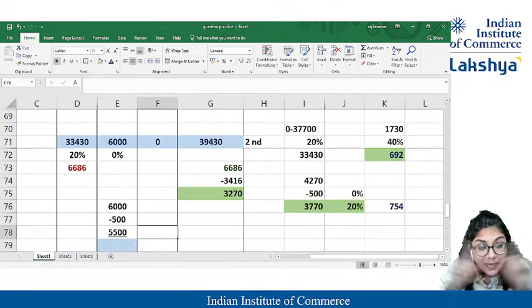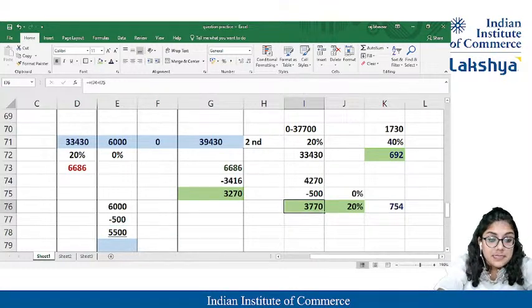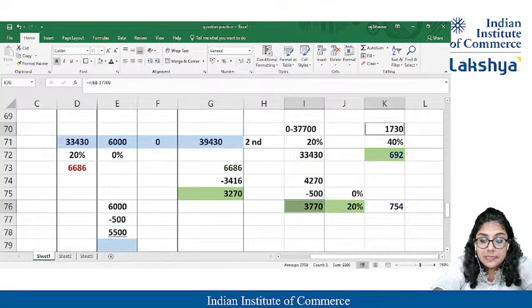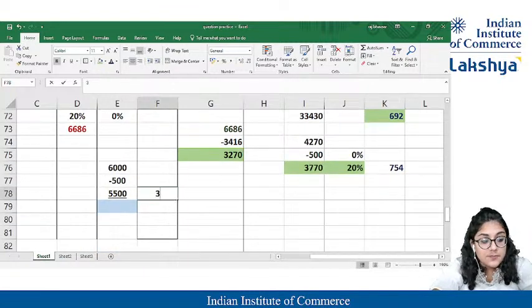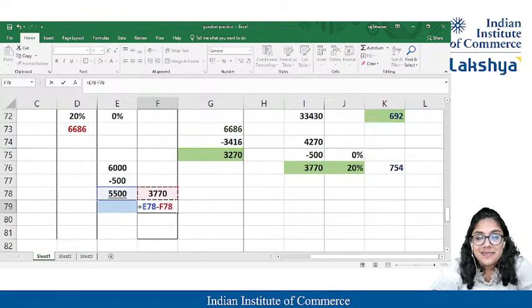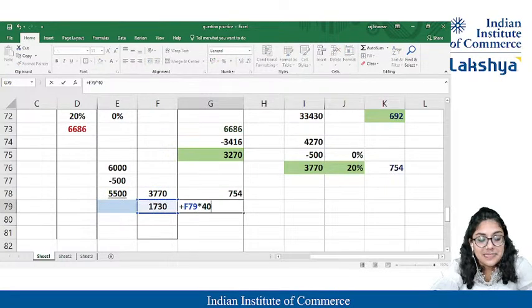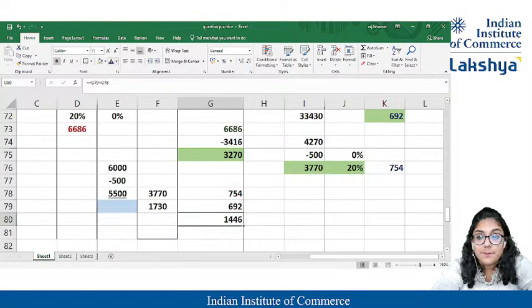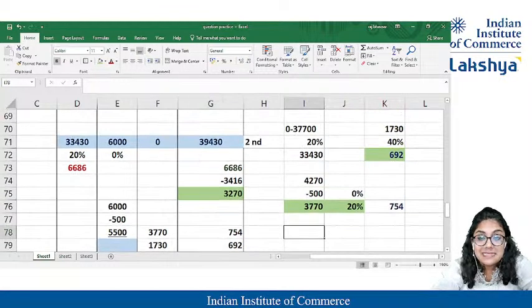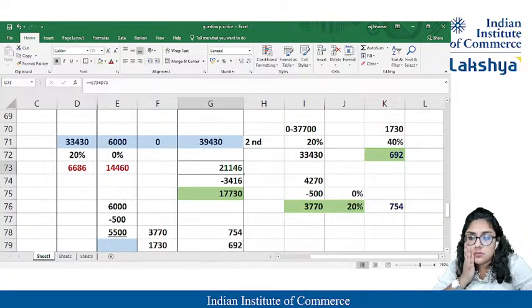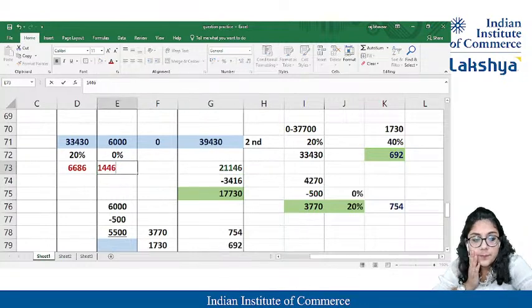On that, students, I have to bifurcate it in two parts, that is 3770 and 1730. Out of these, for 3700 and for the remaining, on the first part 20% I paid the tax, and on the other part 40% I paid the tax. So if you take up the total, are you getting this 1446? So guys, 1446 is the tax liability. So we have to write here 1446.